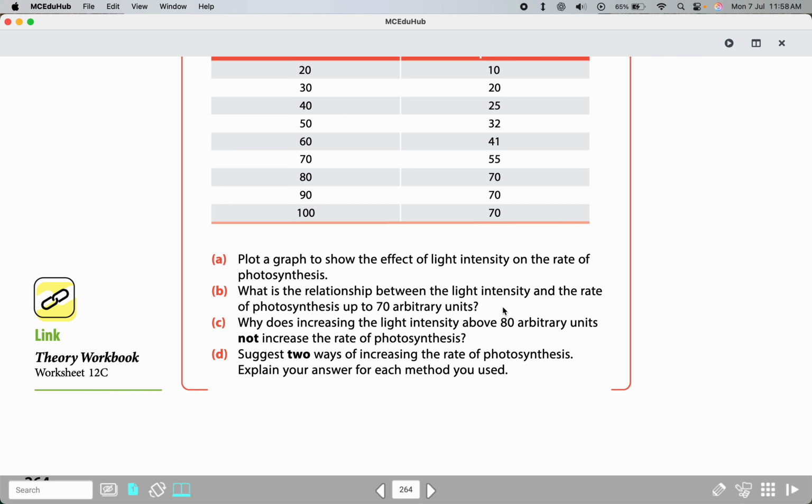Very simply, above 80 arbitrary units, light intensity is no longer a limiting factor. Therefore, it does not increase the rate of photosynthesis. Then what are the two other ways? You can talk about the other two factors, things like increasing the temperature, increasing the concentration of carbon dioxide.